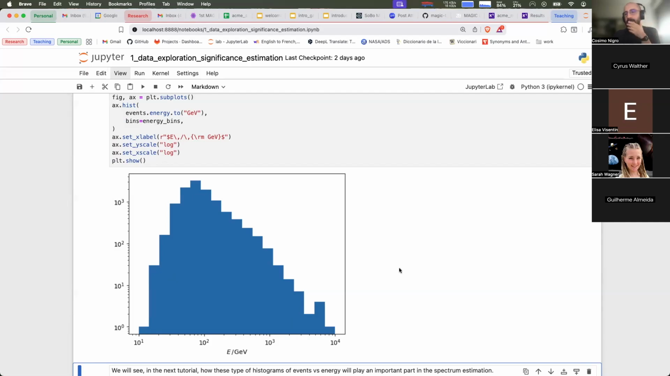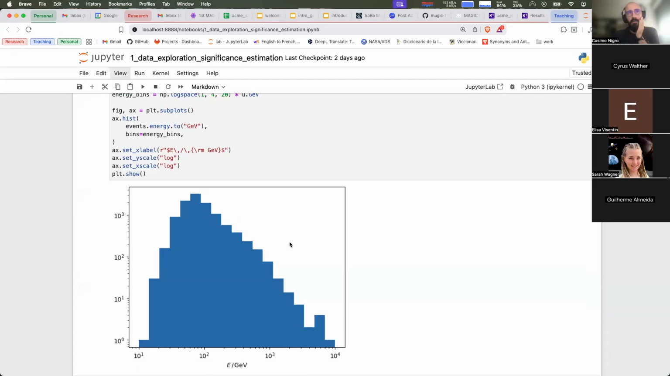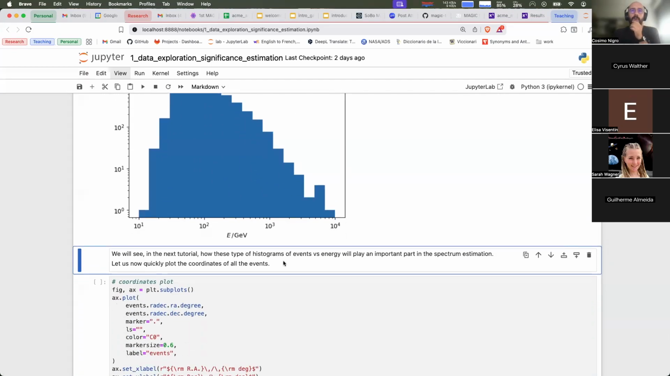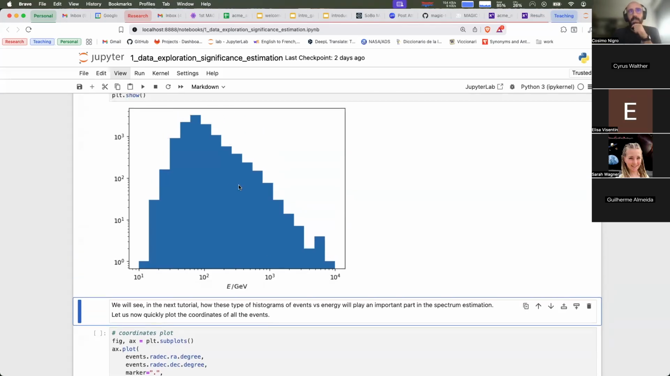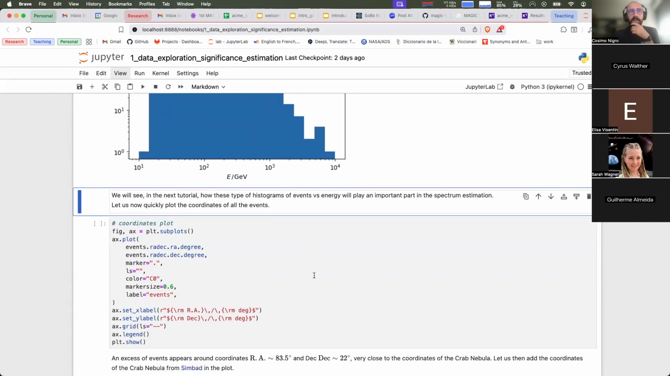It looks like a power law of events, no? It's more or less a straight line in log-log space. Of course, the flux of gamma rays is a power law most of the time, and here we are in the range where the exposure is almost flat, let's say our effective area is almost constant. We will see later how this histogram of events versus energy will play an important role in the spectrum estimation, since we will have to separate the events. Now we just have a histogram of all the events together.